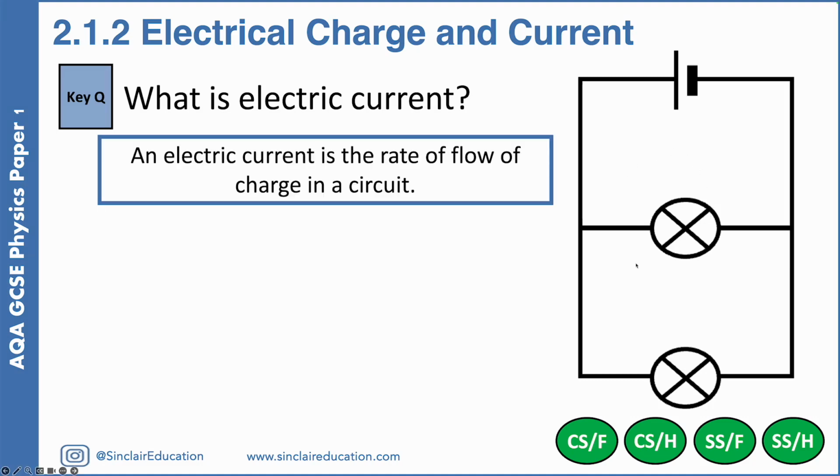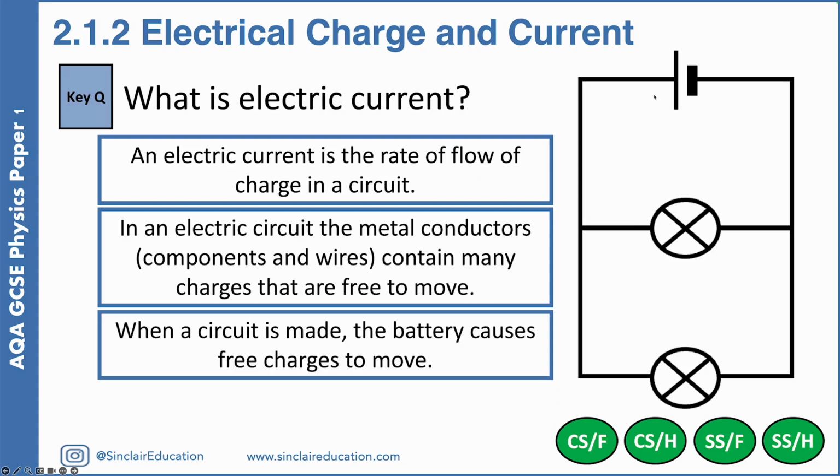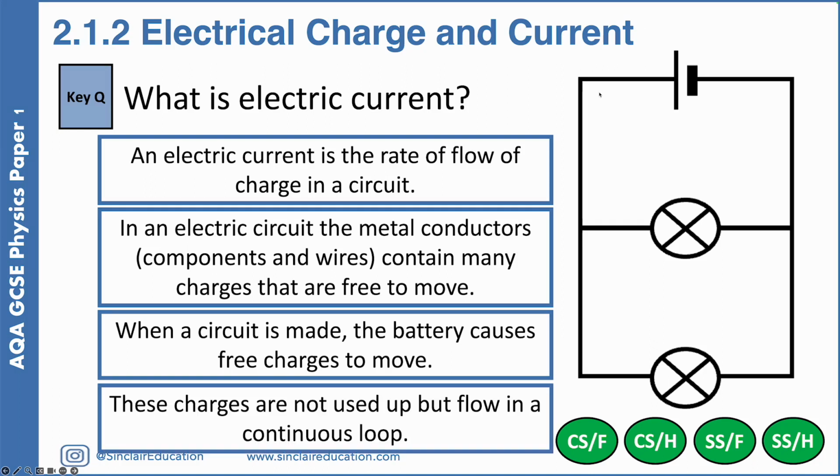So electric current then is this flow of charge of electrons around a circuit. Now, what we do have in any circuit is components which are conductors and wires that are conductors as well. And within them, we've got loads of these electrons that are free to move around. The battery, or in this case the cell, is what's causing that potential difference, which then causes these electrons to move. One important concept of electricity is the idea these electrons are not used up, but instead will flow in a continuous loop around the circuit.